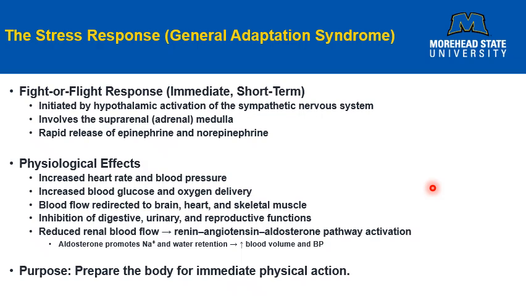You may not be knowing this, but your body's doing it with you. This reduced renal blood flow is done by your renin-angiotensin-aldosterone pathway activation. Aldosterone promotes sodium and water retention, so your blood volume and blood pressure come up. This stress response brings in a lot of hormones in different systems, as well as the nervous system, sympathetic specifically, and blood chemistry. Altogether, this fight or flight response is there to prepare us for immediate physical action, like running from a bear, or fighting it.